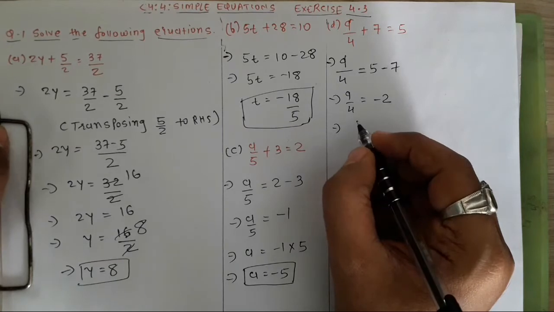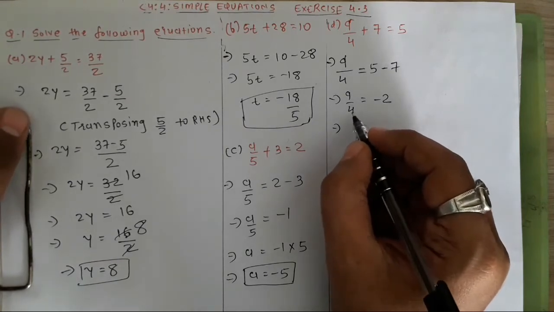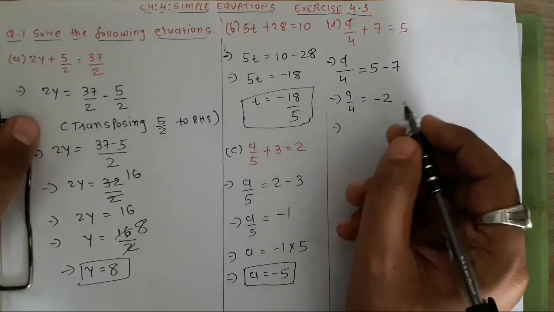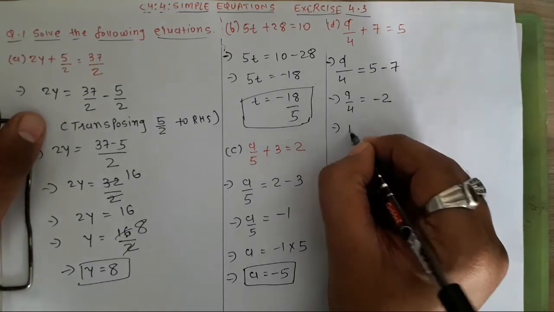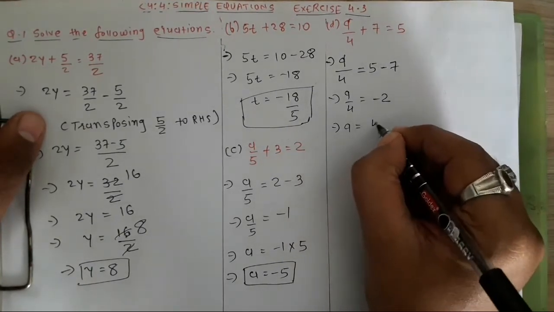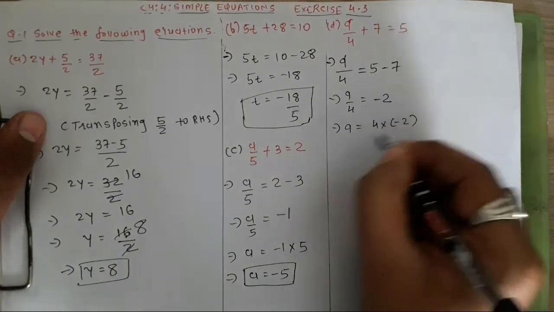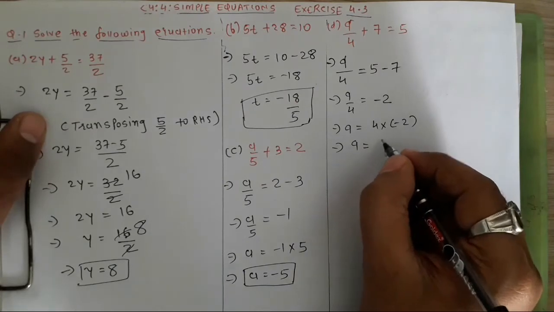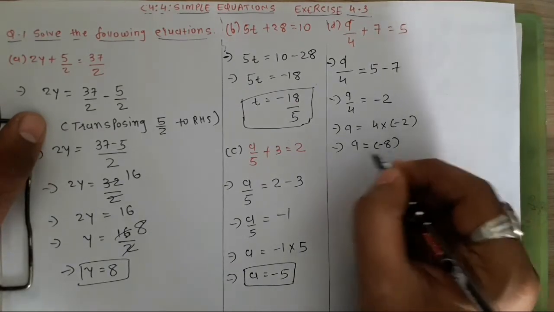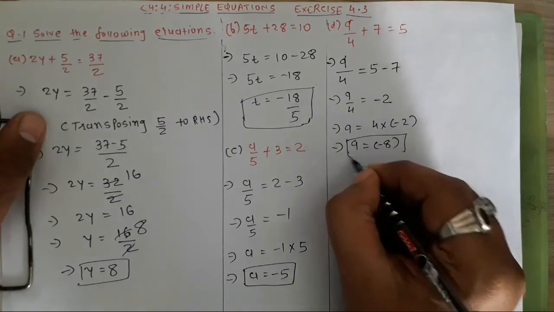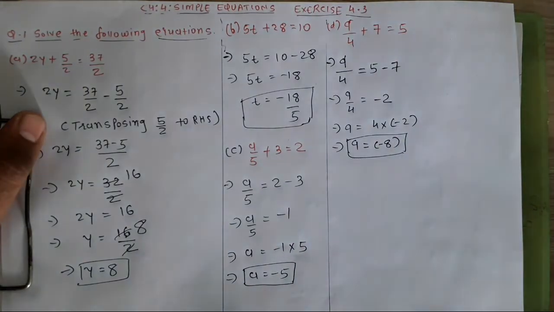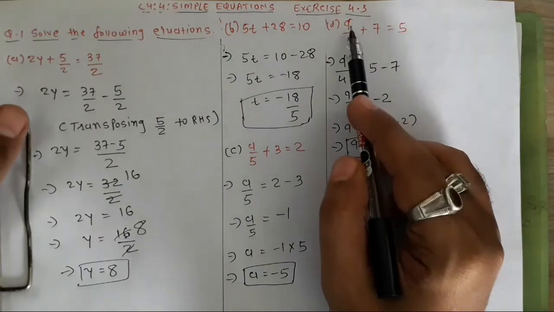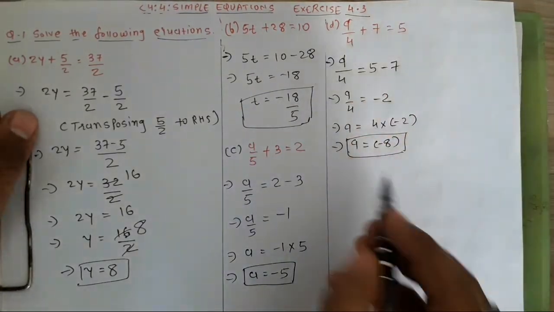Now this is the value of q divided by 4. Now I have to find the value of q. So for that, if any number is in division on one side, then I will take it to the other side, and it will become multiplication. So q is equal to 4 into minus 2. Now q is equal to 4 into minus 2, we all know, minus 8, because the negative sign is here. So q is equal to minus 8 is the solution for the given equation. If I put minus 8 in place of q, then I will get 5 in RHS.